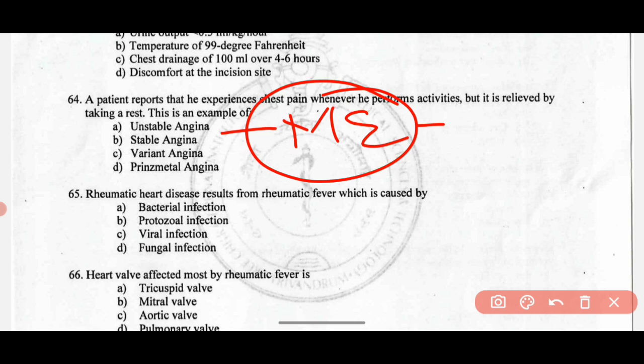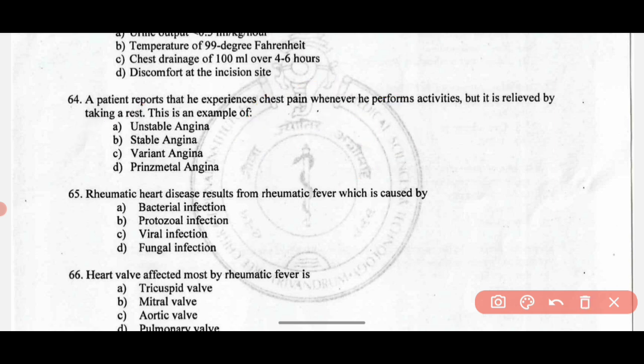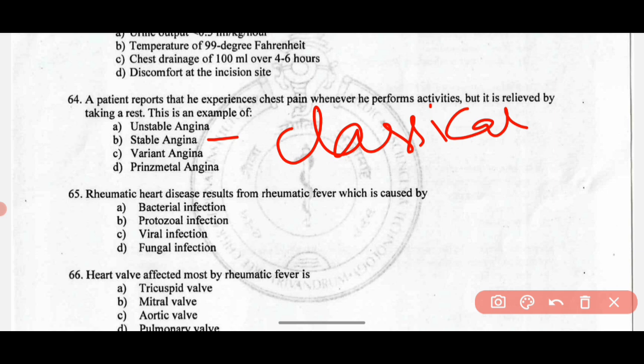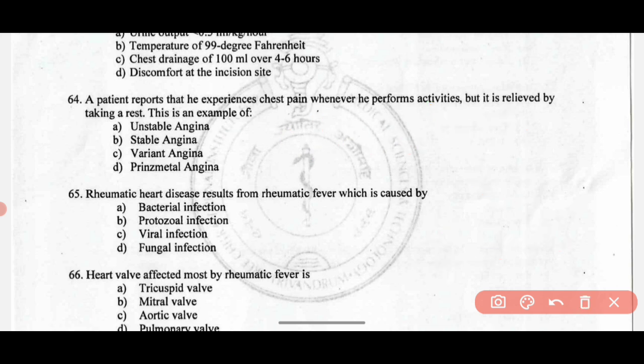Here the patient is experiencing chest pain while performing the activity and not relieved by the rest. If you see that phrase, not relieved by the rest, immediately you have to go for what? Unstable angina. Option A is the right one. And other options like stable angina, also called classical angina, usually get relieved by rest. If the patient takes rest, or takes medication immediately, it will get relieved. So that is called stable angina.